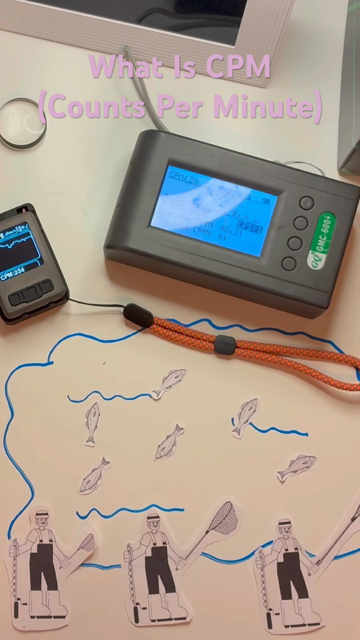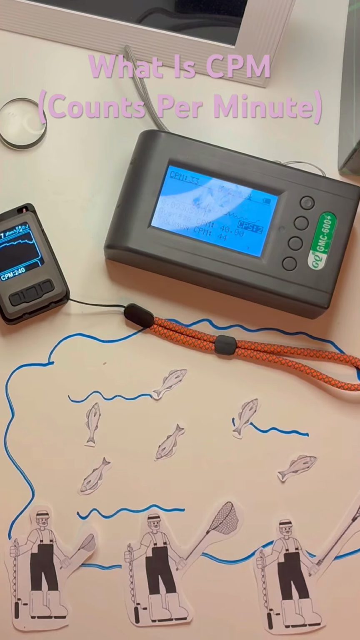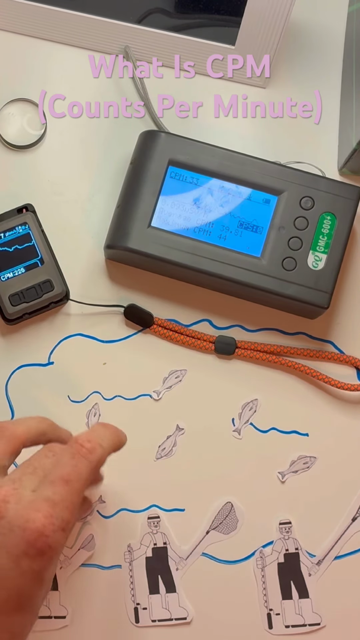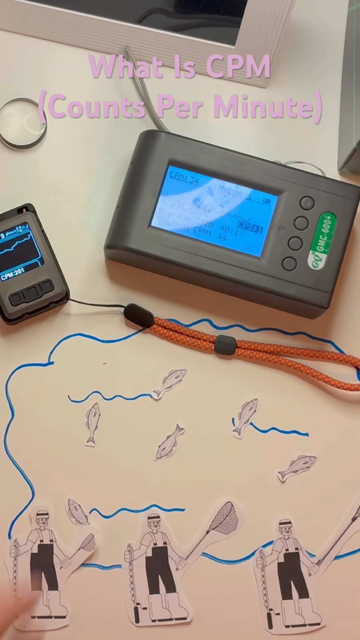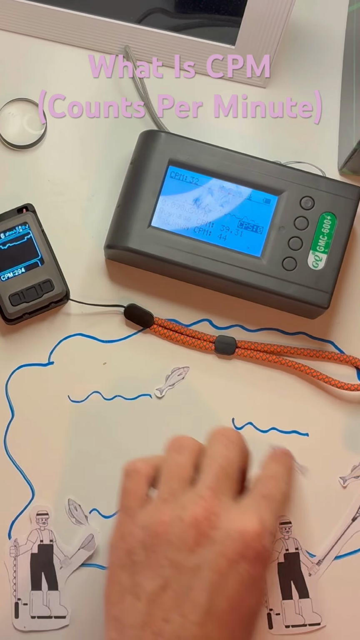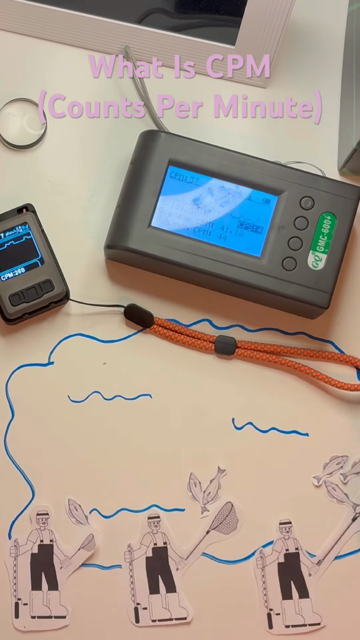So in this demonstration, we're going to use fish to resemble our radiation, and we're going to use our fishermen and their nets to represent sensors or detectors. So you can see here we have 3 different size nets. We have a small, medium, and a large net. And these guys go fishing. So let's say this guy catches 1 fish, and the guy with the medium-sized net catches 2. And the guy with the largest net, he can scoop up more fish, so he catches 3 fish.